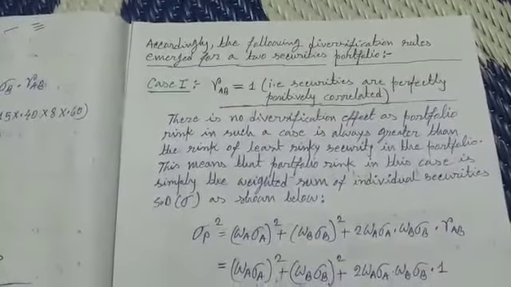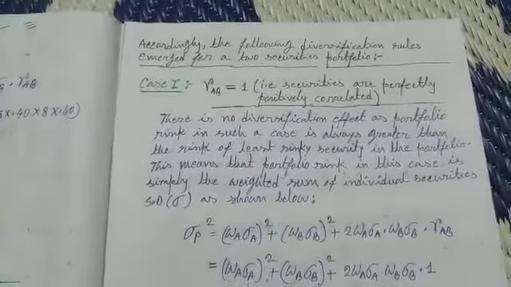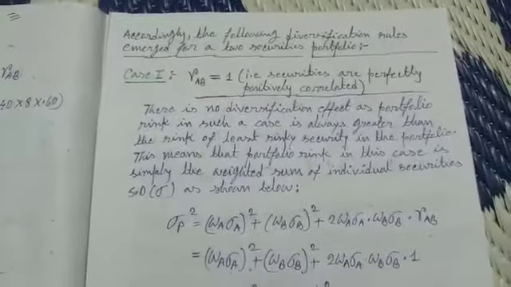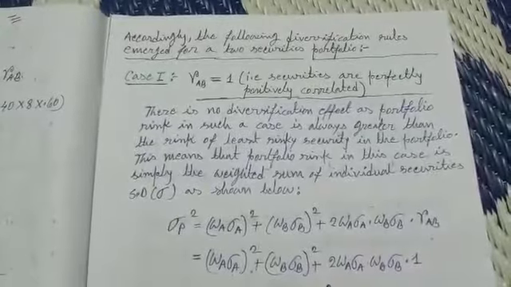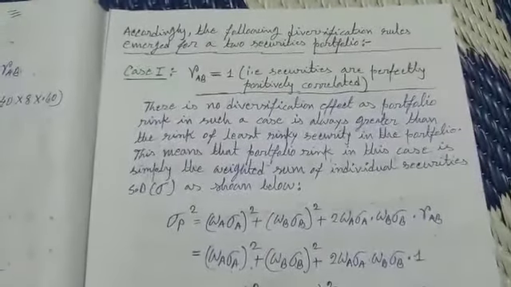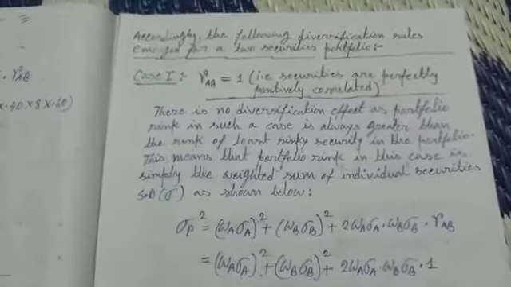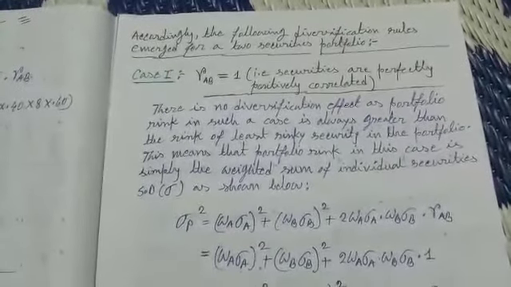But if this situation prevails, that means if RAB is equal to 1, then there is no diversification effect, as the portfolio risk in such a case is always greater than the risk of the least risky security in the portfolio. This means that portfolio risk in this case is simply the weighted sum of the individual security risk, which is shown as below.